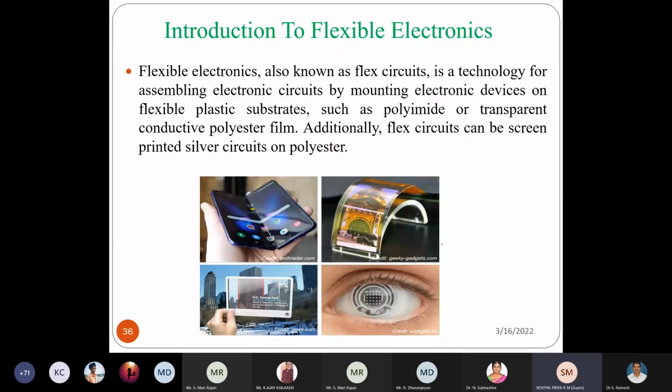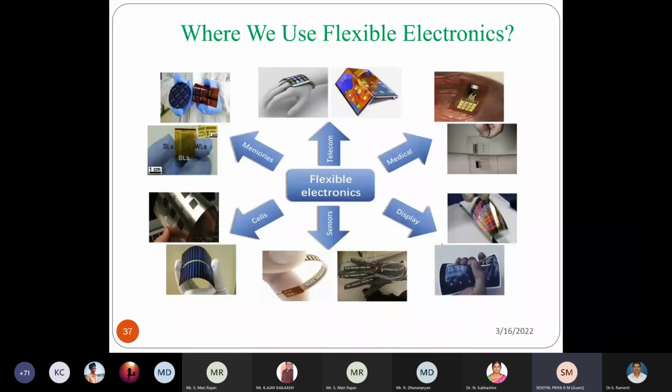A lot of people nowadays face problems with their phones, right? When the display is gone, we cannot change it, and it costs more than the mobile's value. So we are going for flexible, which is stretchable and bendable, and can take a lot of mechanical strain without being affected by physical strains. So flexible electronics are transparent screens. We use them in mobile phones, medical fields, displays, flexible sensors, solar panels, and memories.